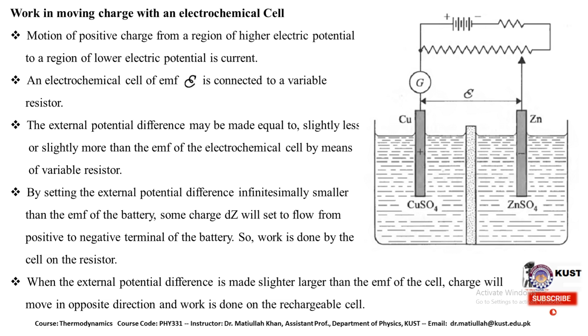So what happened? Work is done by the cell on the resistor. It means negative work is done by the system on the surroundings, which is the same as work being done by the system on the surroundings. So what are the consequences of this work? If this work continues, the charge of the battery will reduce, and a time will come when the charge of the battery vanishes. So this is the motion of one type of charge in this particular circuit.